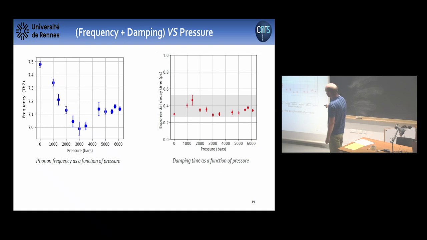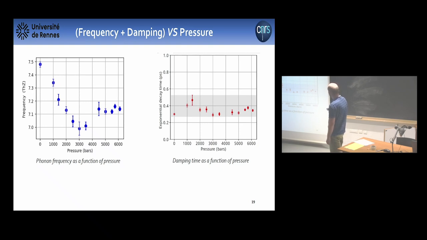So we start at 1 bar, let's say. We have 7.5 terahertz, which is nicely matching what we have observed for the insulating phase in chromium-doped. Then it's linearly decreasing up to 3 kilobar, reaching the lowest value of 7 terahertz. Then it's increasing a tiny bit up to 4 kilobars. And after, you have a plateau-like response over pressure above 4 kilobars.